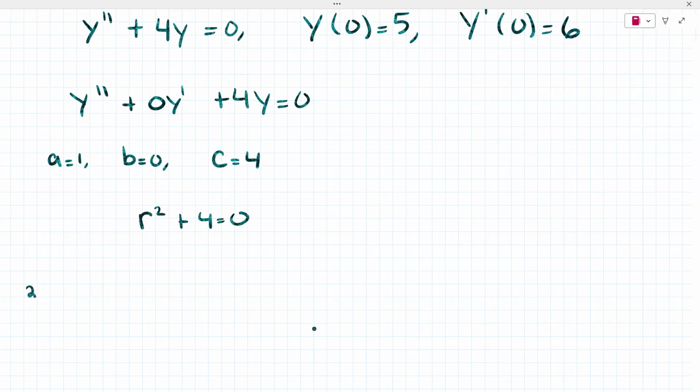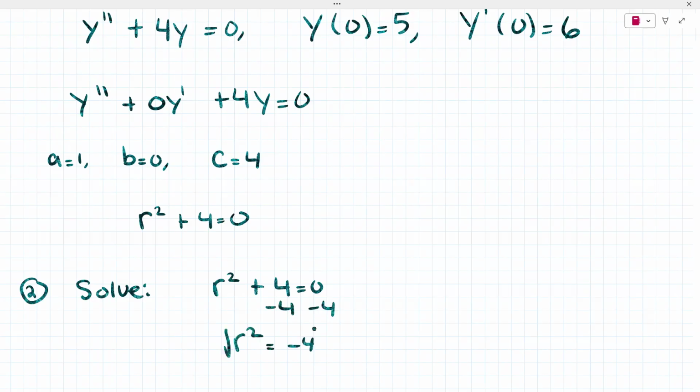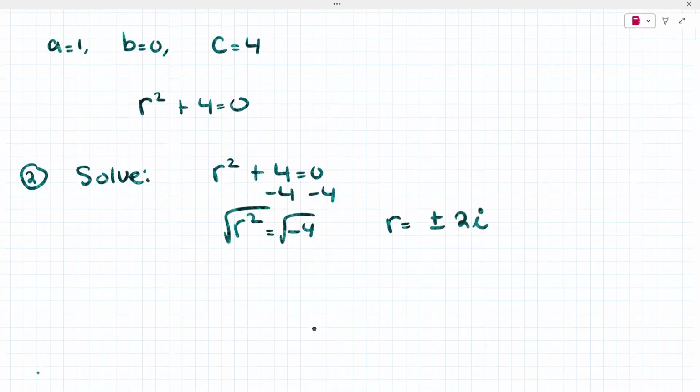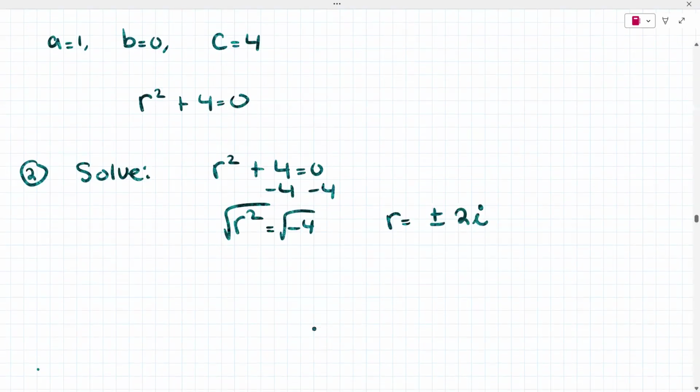And then step 2, I'm going to solve. I'm going to subtract 4. I get r squared equals negative 4. Take the square root, I get r equals plus or minus 2i. So it's r equals 0 plus or minus 2i. We don't have a real part, so our real part is 0. That's your alpha, and then your beta is 2.